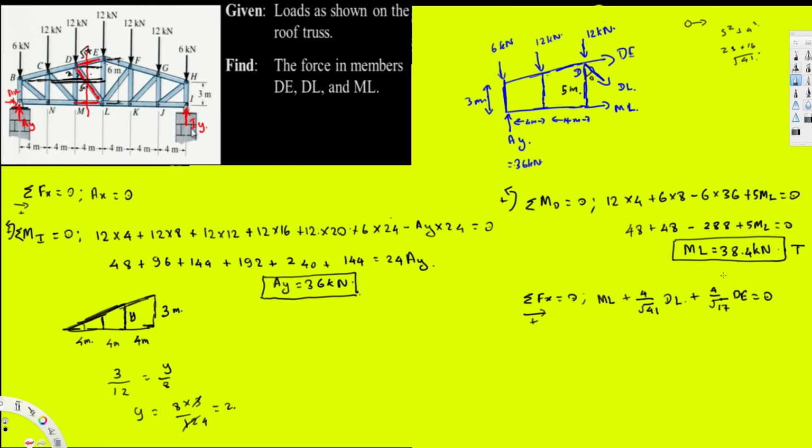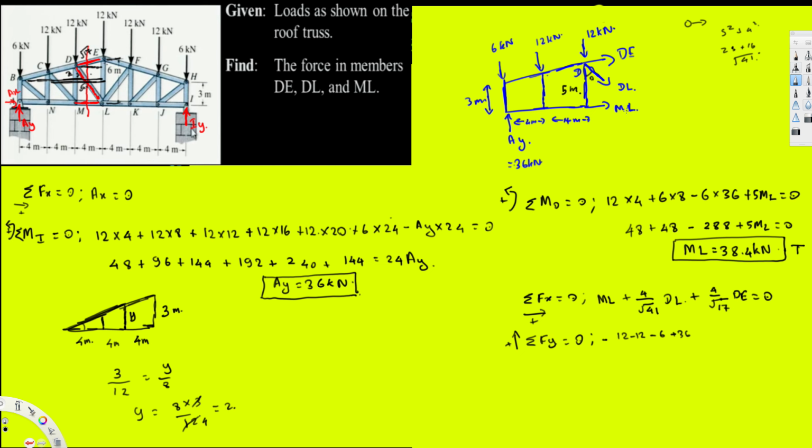So since we have two unknown things, we know mL, but we don't know dL, dE. So we can't directly solve this one. So we have to take the Fy to see whether we can solve this. If I take the Fy equal to 0 and take the opposite direction positive, what's going to happen is, all the forces come here. All of them are going to be negative, because all of them are acting downside. So it's going to be 12 minus 6 plus 36.